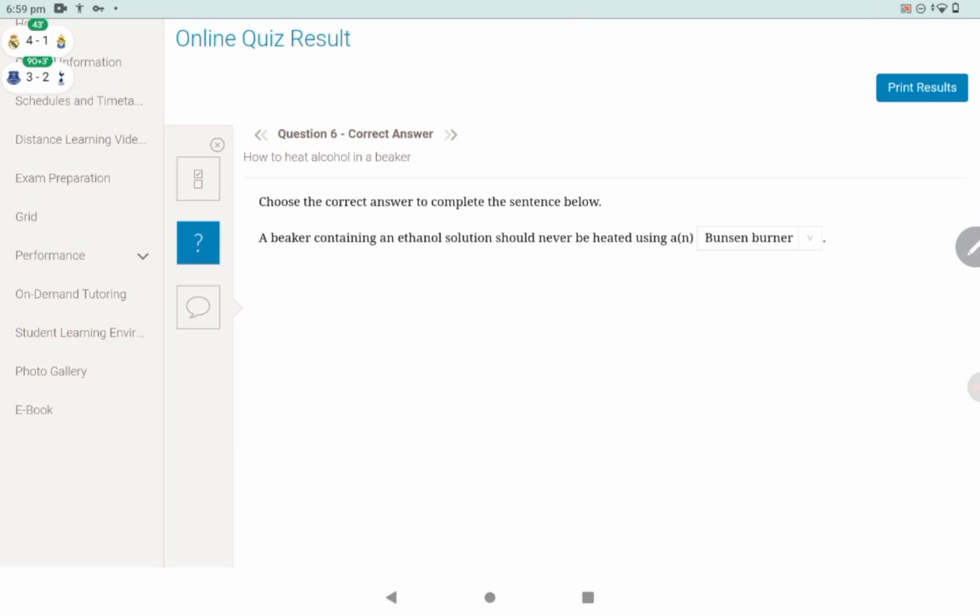A beaker containing an ethanol solution should never be heated using a Bunsen burner because, like I said, ethanol is highly flammable. So a Bunsen burner is going to be dangerous because it's directly under the solution. The flame is under the solution.